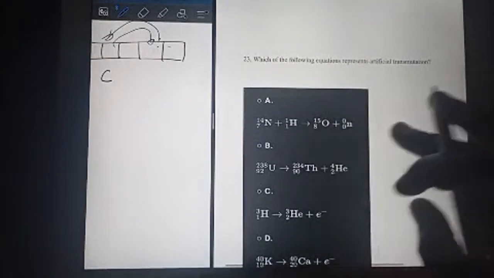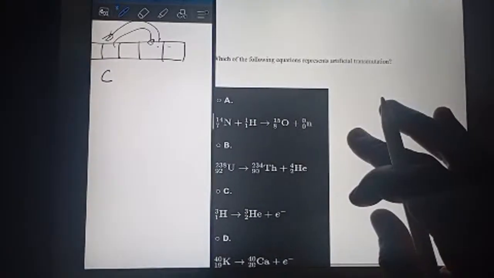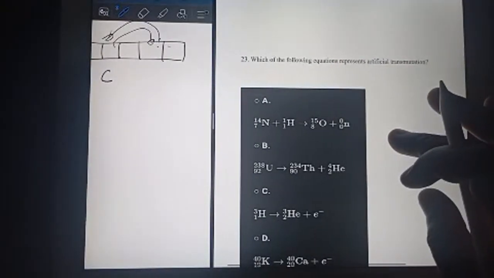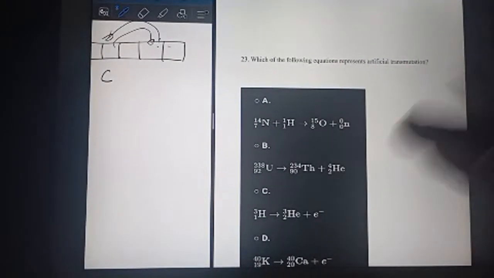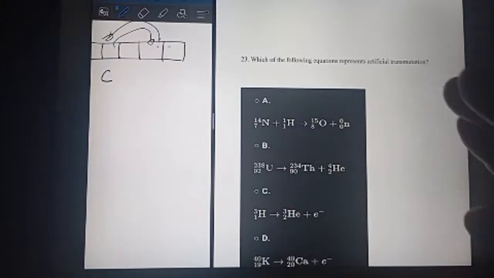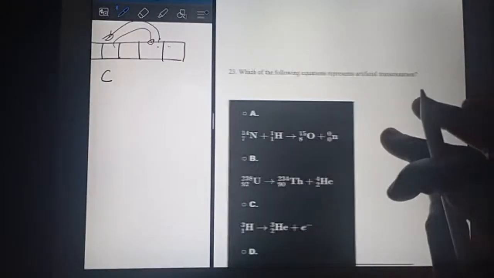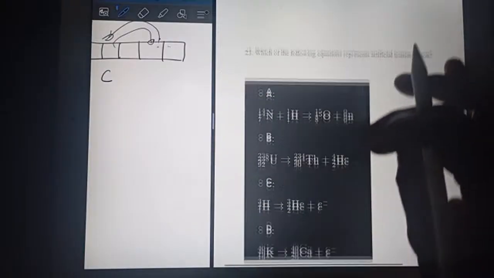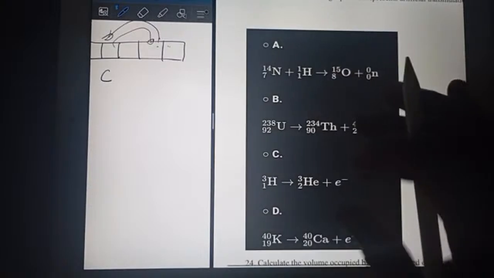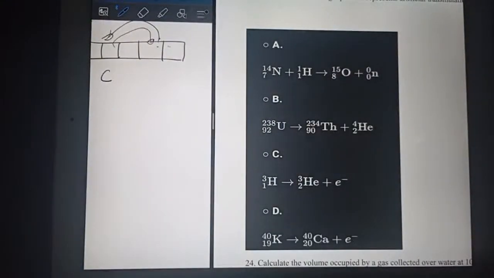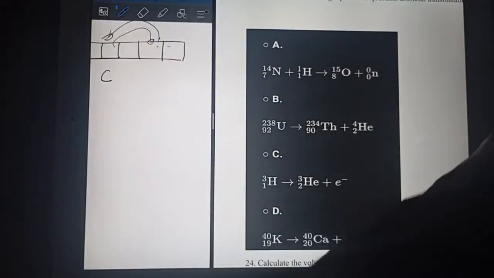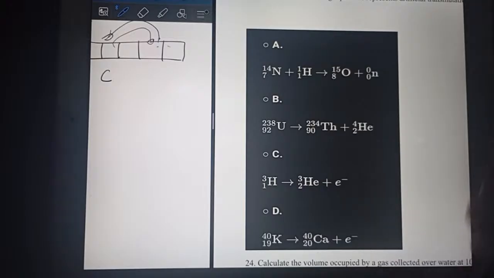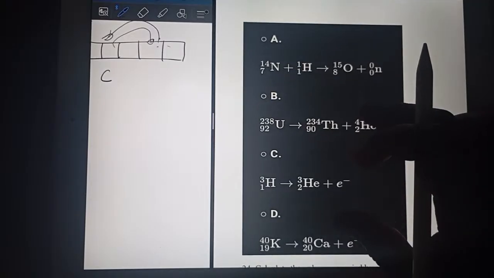This one says, which of the following, remember I've uploaded these questions and the summary of their answers, but what matters is this explanation I'm giving now. Which of the following equations represents artificial transmutation? Artificial transmutation is just changing one element to another. Don't confuse artificial transmutation with nuclear fusion and fission. Turning one atom entirely into another is artificial transmutation.